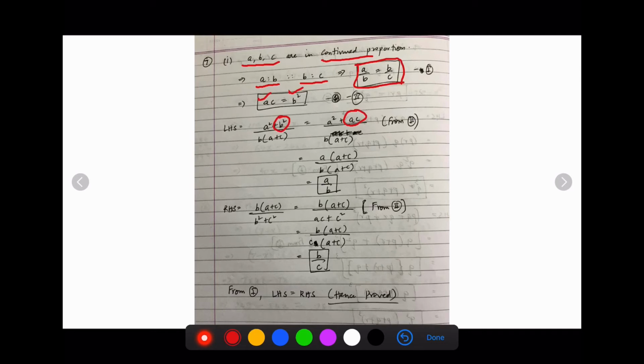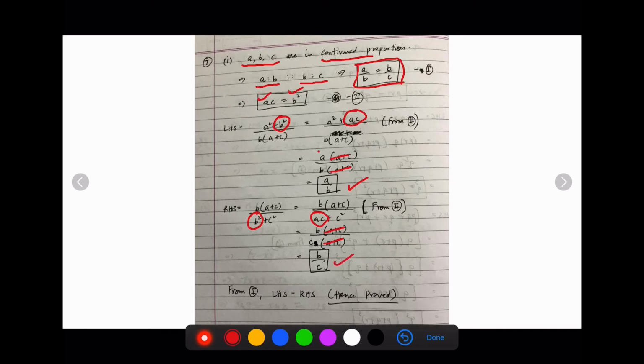So you write a into a plus c. Then there is a term of a plus c which can be cancelled from the numerator and denominator, so that the left hand side is equal to a by b. For the right hand side, you can replace this b square in the denominator with AC, and then you will see that c is common in the denominator, so you can write c into a plus c. Again, a plus c you can cancel out from numerator and denominator to say that it's equal to b by c.